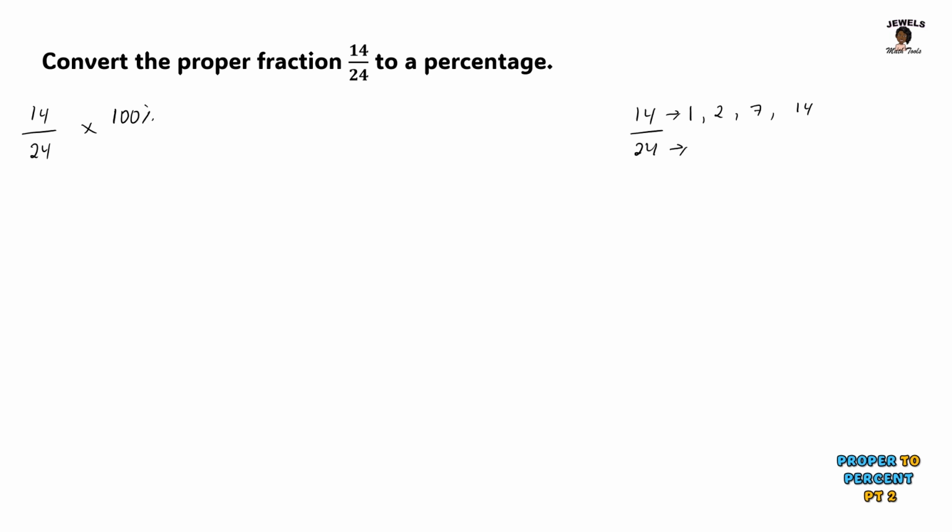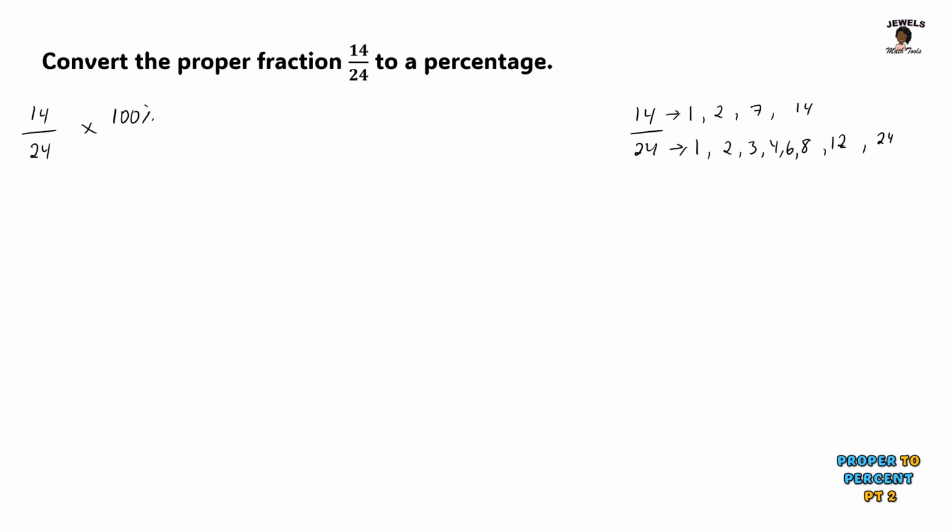Now with 24, I can multiply 1 times 24. I can also multiply 2 times 12 to get 24. We can also multiply 3 times 8 to get 24. And lastly, we can multiply 4 times 6 to get 24 as well. So these numbers would be all the factors of 24.